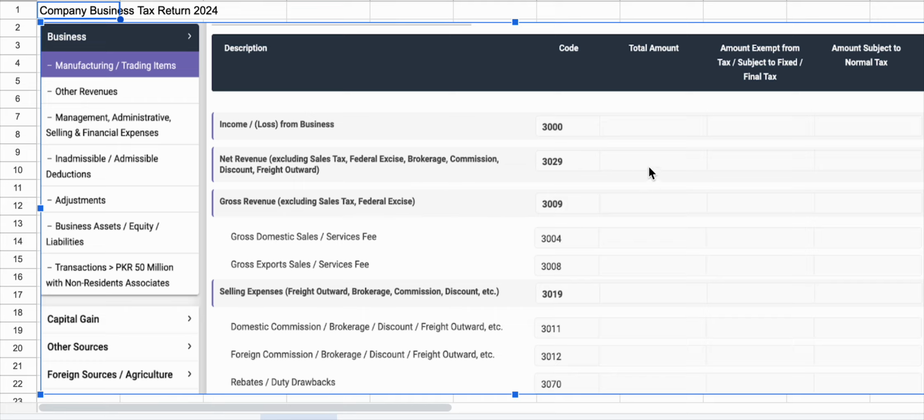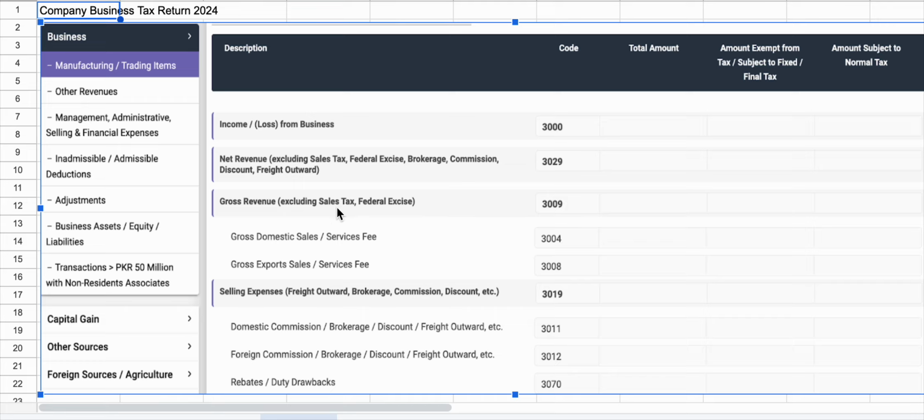Again, IRIS will calculate it on the basis of all the sales data and different data that you put in these columns. Okay, so now we come to the gross revenue, meaning these two columns: this is the main net profit, this is the net revenue. Now what's the gross revenue? When you enter the gross revenue, you have to exclude sales tax and federal excise duty.